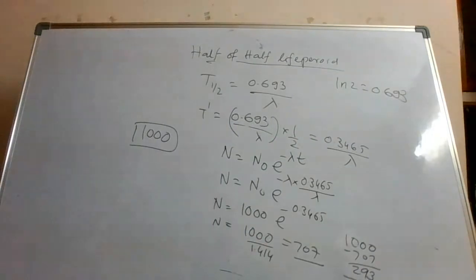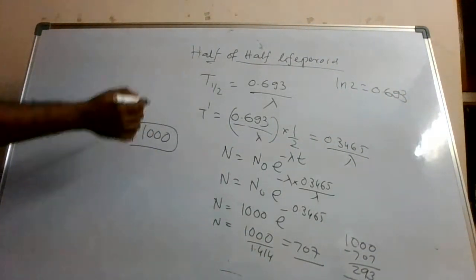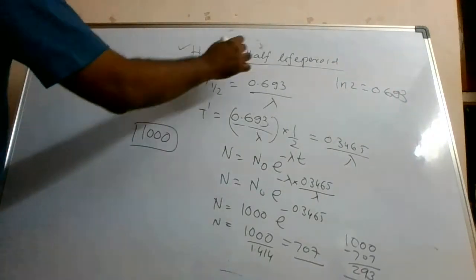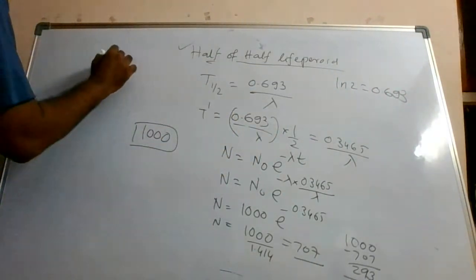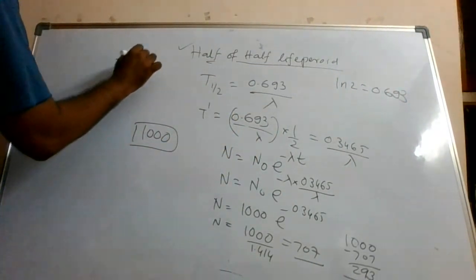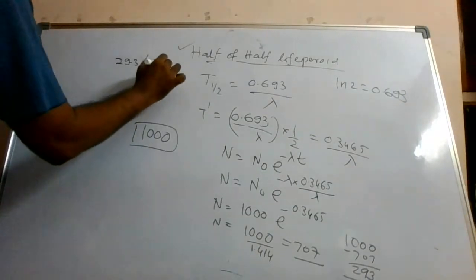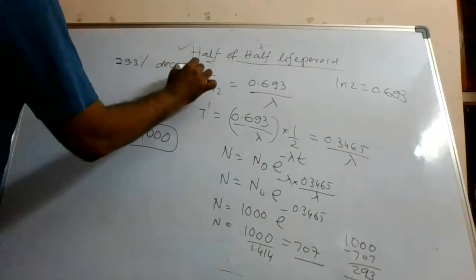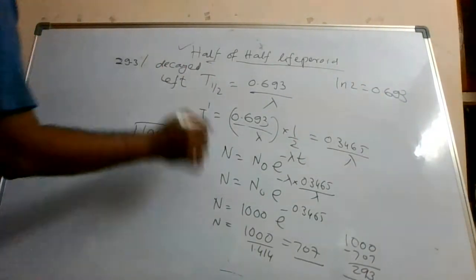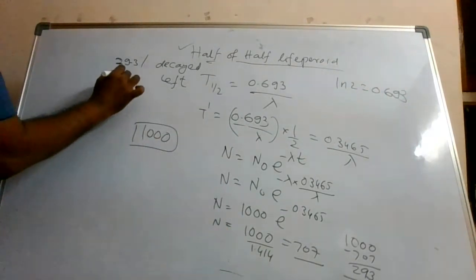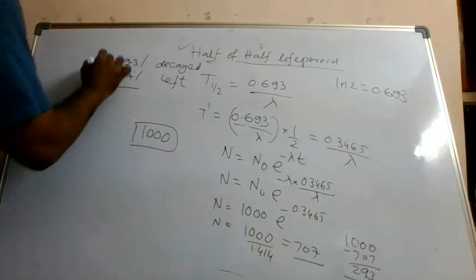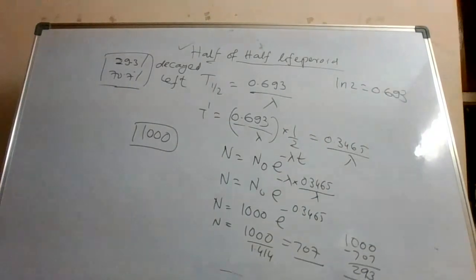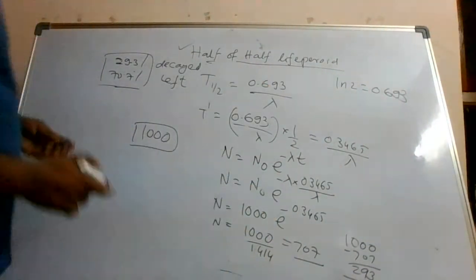Or approximately 29.3%. So when you talk about half of the half-life period, 29.3% decay. Leftover, how much? 70.7%. So many times questions are asked on this. You can remember this, or you can do it like this. It's up to you.